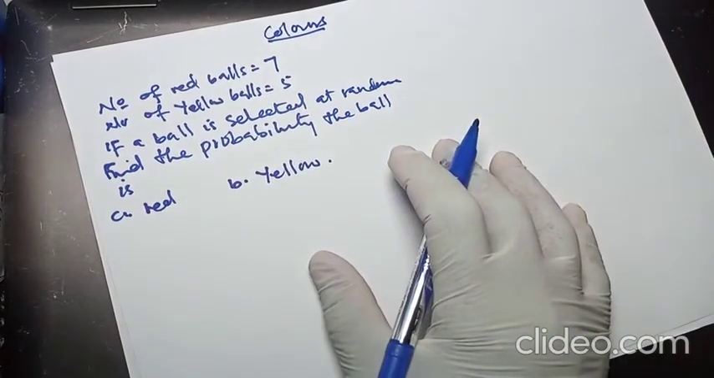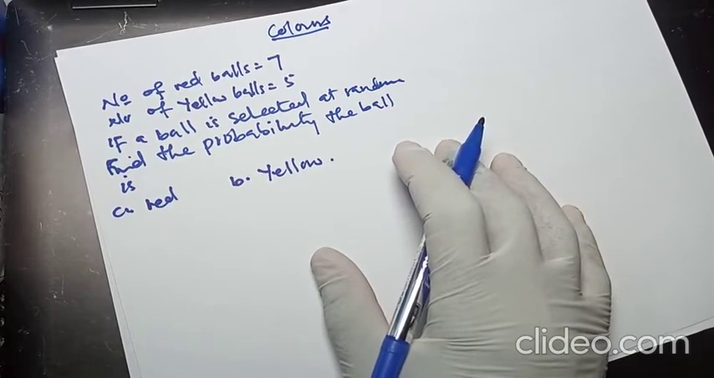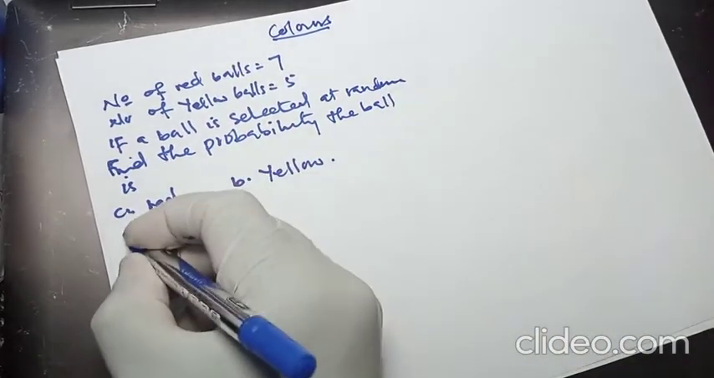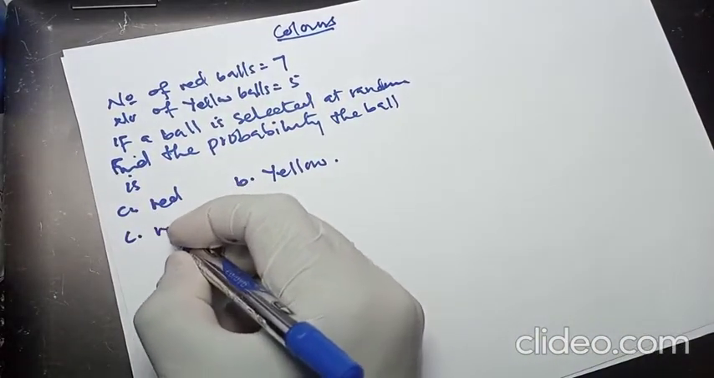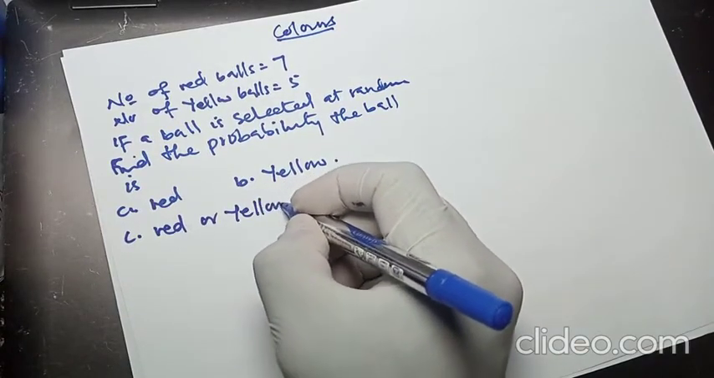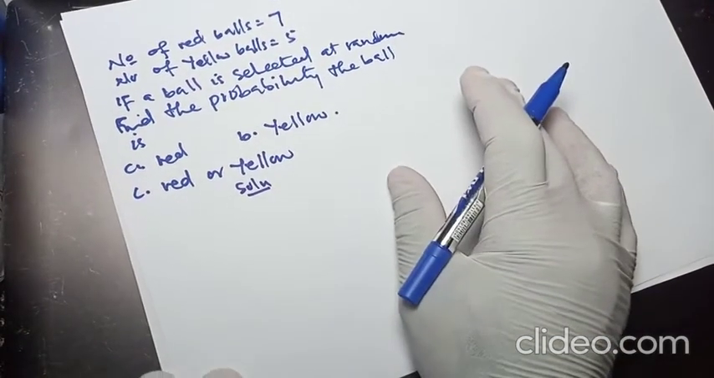Okay, so let's go through this. Now we have 7 red balls and we have 5 yellow balls. If a ball is selected at random, we want to find the probability that the ball is red or it's yellow. Now what about if I add C? Maybe the ball is red or yellow. So this is how it will be.